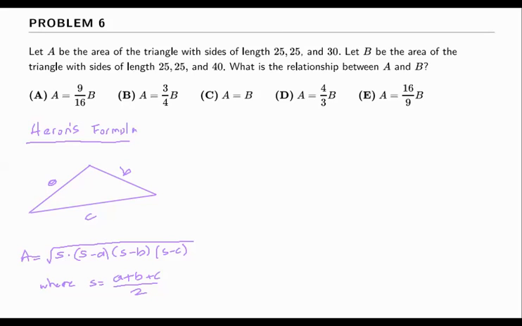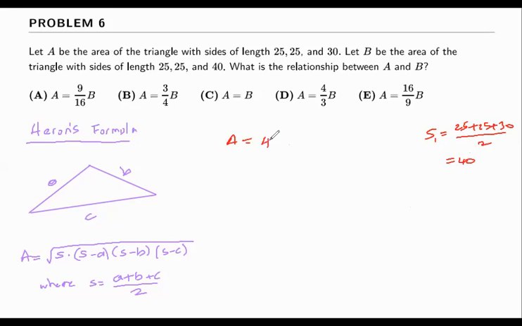So let's see how this is gonna look. For the first one, I'm gonna call it A. But to do so, I need to find S. So let's find S. I'm gonna use S1. The 25, 25, and 30 divided by 2. That's 50 plus 30, which is 80, divided by 2 is 40. So that means half of the sum of those three sides is 40.